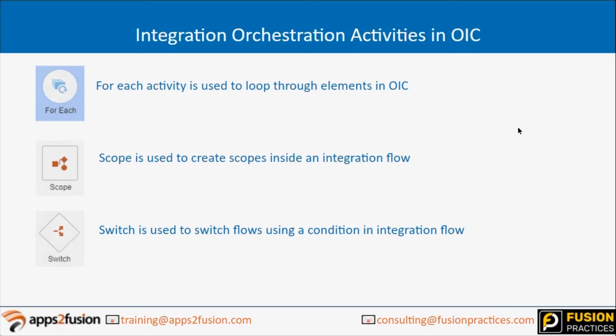So scope has its own fault handling. If something happens inside the scope, you can define the custom fault handling for that particular scope. And you can even create scope variables that stay inside the scope itself. So if you want to club a few activities, then you can go ahead and use scope. It is a good practice to use scope inside our integration flow so that our error handling becomes much crisper. Now we have switch.